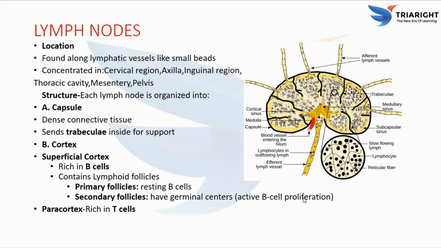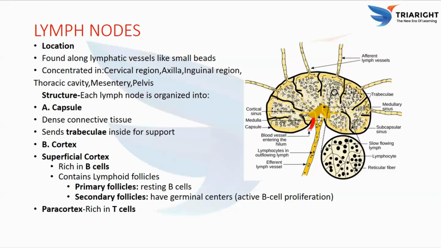So the next is paracortex. It lies between the cortex and medulla. So it is a very T-cell rich zone. And medulla over here. So this medulla is the inner region with medullary cords, the dense black dots, as well as the medullary sinuses, which are the open channels. And hilum. So hilum is the site where blood vessels enter as well as the efferent lymph vessel exits.